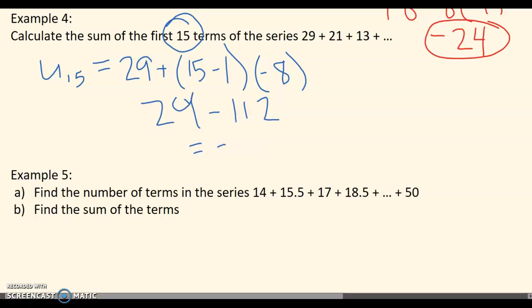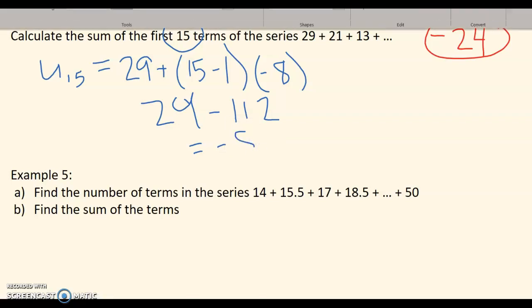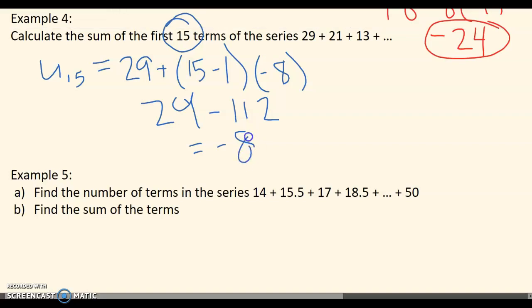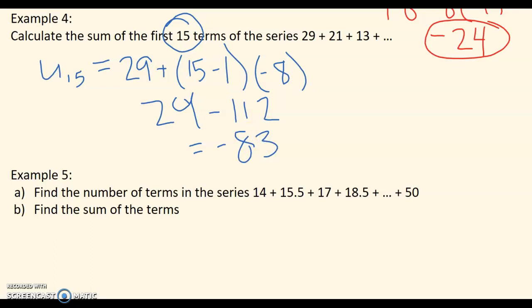Yuck. Come on, computer. There we go. Is negative 83. So that's the 15th term. So now if we want the sum of the first 15 terms, we just do 15 over 2.